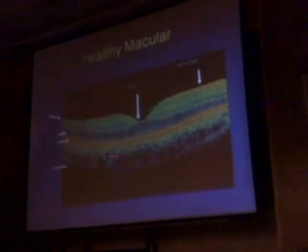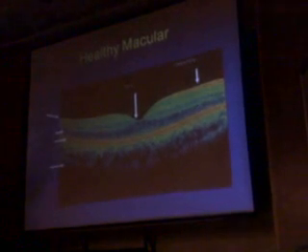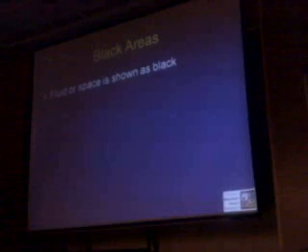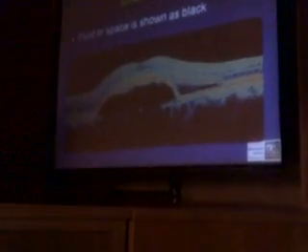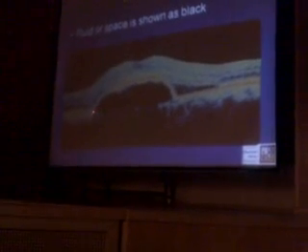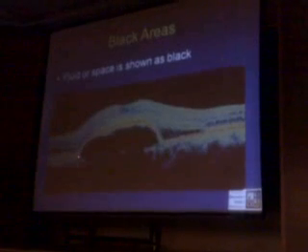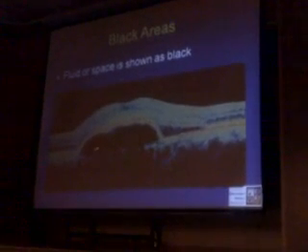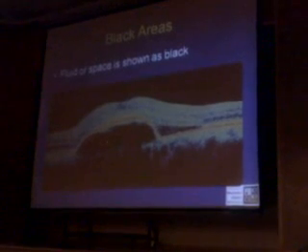This is the choroid, and this is a choroid blood vessel in cross-section running away from you. Black areas, fluid space, are shown as black. So here we have a detachment of the pigment epithelium from the choroid, a pigment epithelial detachment. And this is fluid. What are the clinical applications?